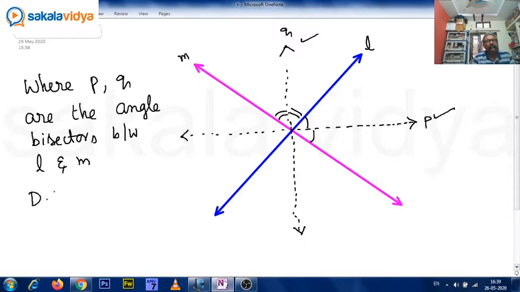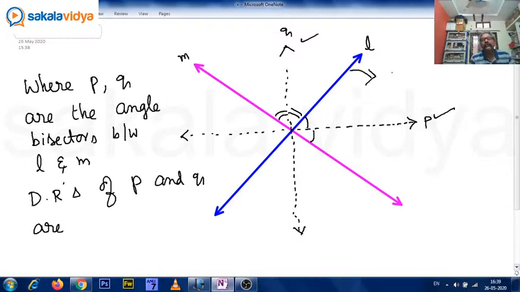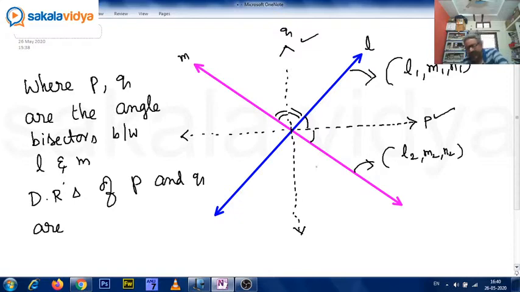Direction ratios of P and Q we need to find out, are given by, for example, the direction cosines of L line is L1, M1, N1, whereas direction cosines of M line is L2, M2, N2. This is space, not a plane. They are given by direction ratios L1 plus or minus L2, comma M1 plus or minus M2, comma N1 plus or minus N2.